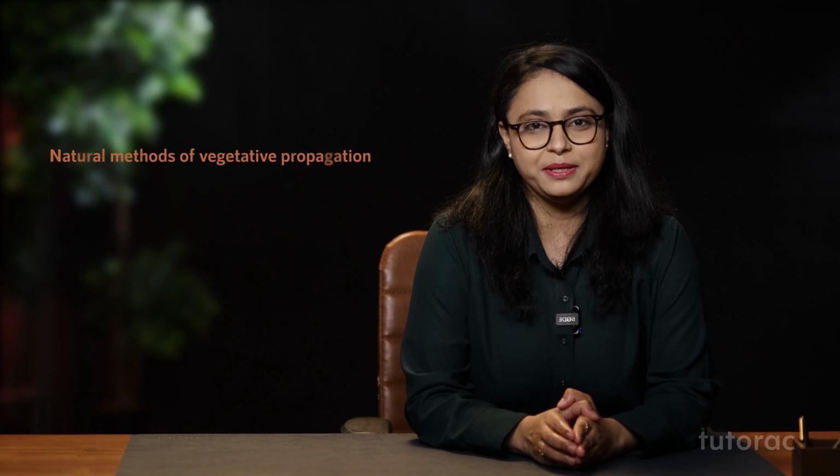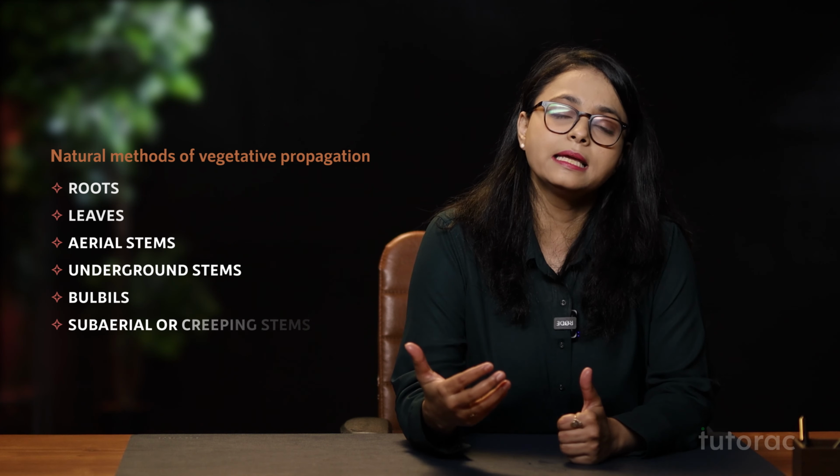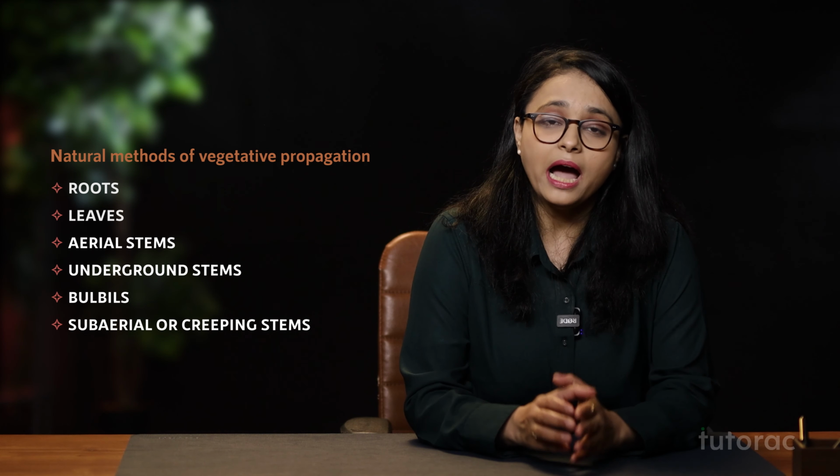Now, we will dive into the natural methods of vegetative propagation. This includes roots, leaves, aerial stems, underground stems, bulbils and creeping stems. Now, I will explain, for example, roots. How many of you are fond of eating sweet potato? Yes, that sweet potato chaat we used to eat at the roadside. Do you know that sweet potato is a root of a plant that we are eating? When I got to know about it, I was really shocked that we can eat a root of some plant. But this is true. The sweet potato is a root.